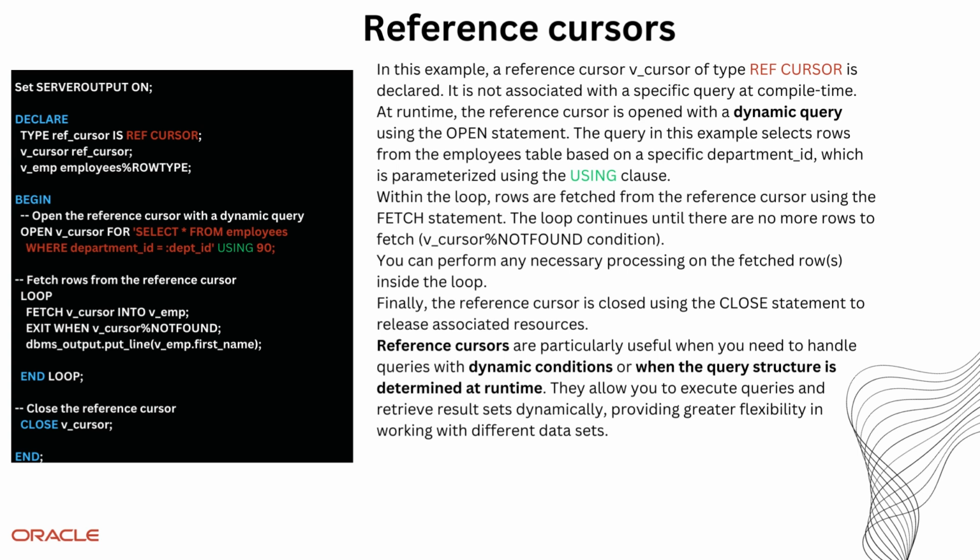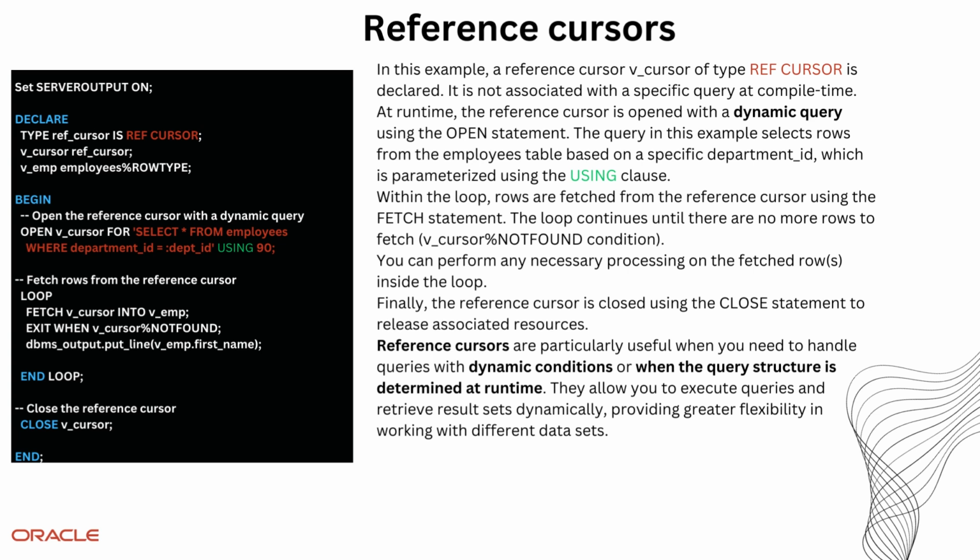In this example, a reference cursor v_cursor of type REF CURSOR is declared. It is not associated with a specific query at compile time. At runtime, the reference cursor is opened with a dynamic query using the OPEN statement. The query in this example selects rows from the employees table based on a specific department_ID, which is parameterized using the USING clause. Within the loop, rows are fetched from the reference cursor using the FETCH statement.